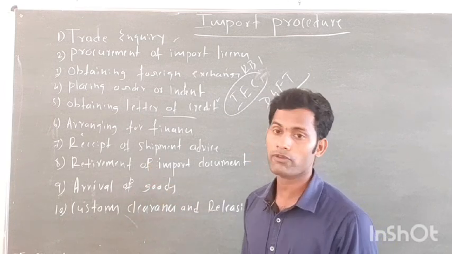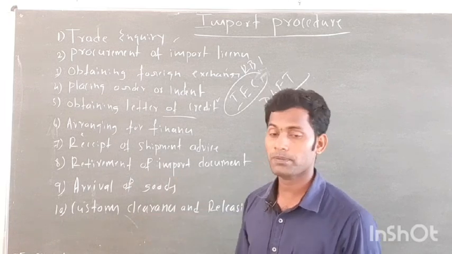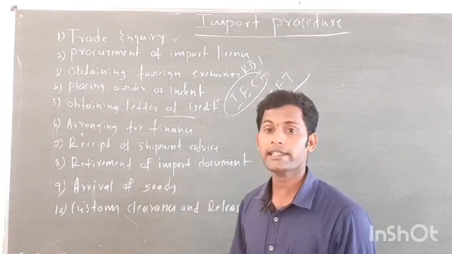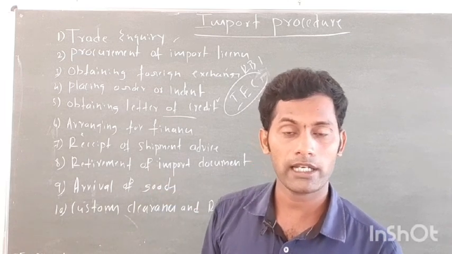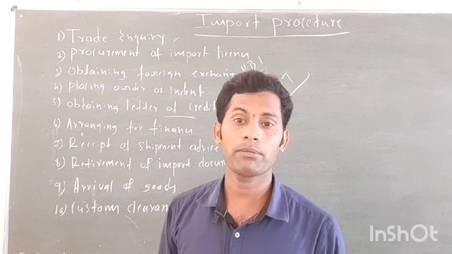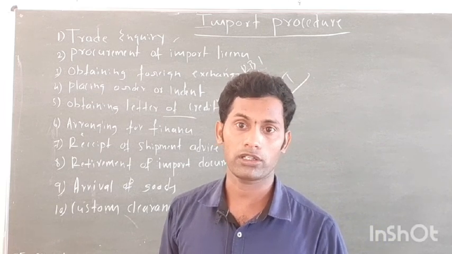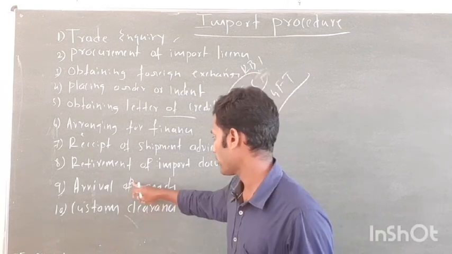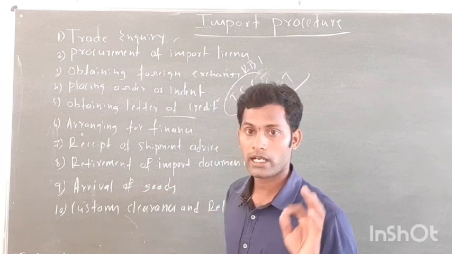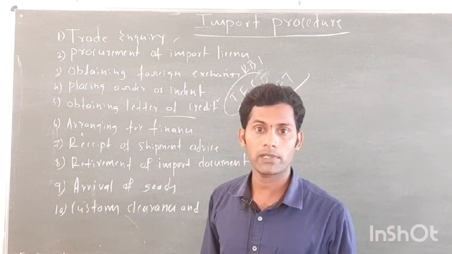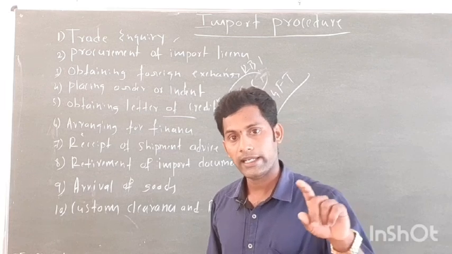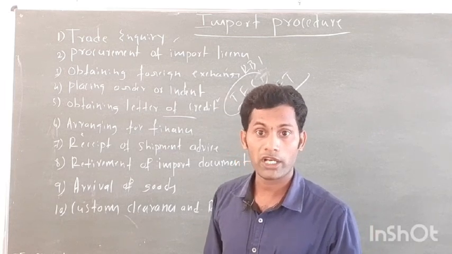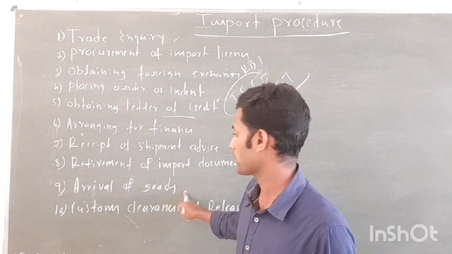Ninth one, arrival of goods. Now, if the exporter ships his product on a vessel, the in charge of the ship or vessel sends one message to the in charge of the dock, the import port. I repeat, when it comes to arrival of goods, the in charge of the ship sends one message to the in charge or superintendent of a dock or port on arrival of the goods. That is the ninth one.